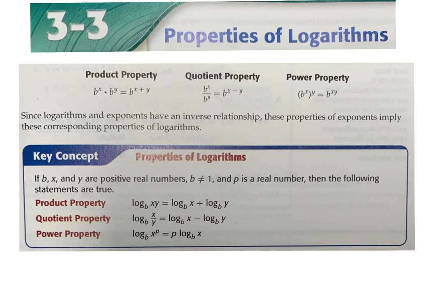All right, product property, quotient property, and power property. So basically what they were reminding you of is the properties of exponents that you should be familiar with, right? If you multiply like bases, you add their exponents. If you divide like bases, you subtract their exponents. If you have a power to a power, you multiply.